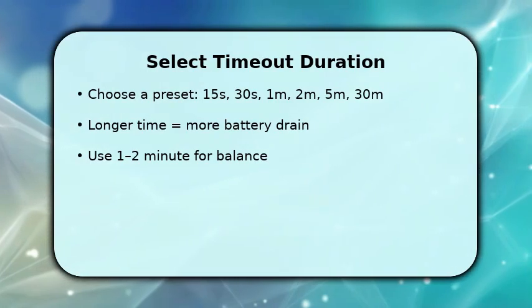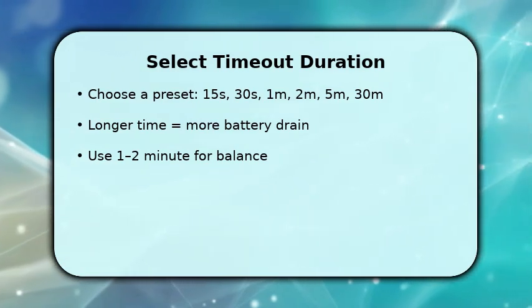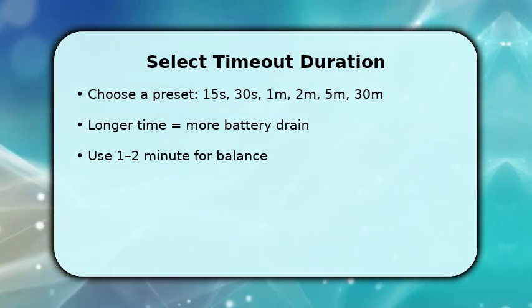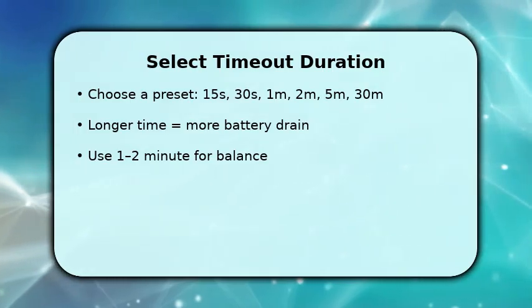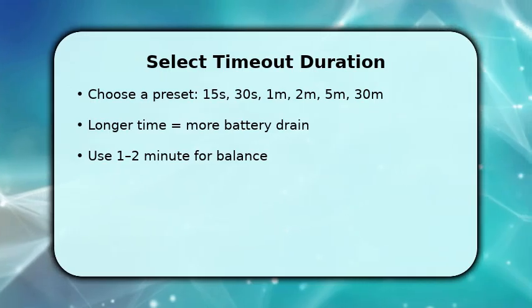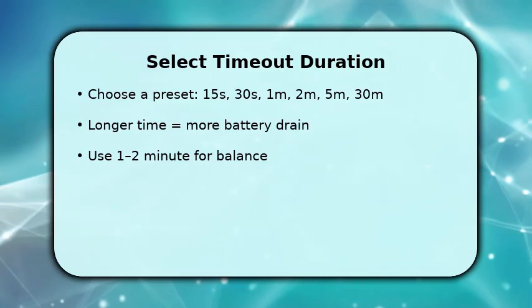Now you'll see preset timeout options: 15s, 30s, 1 minute, 2 minutes, 5 minutes, or 30 minutes. Tap the duration you want. Shorter times save battery, longer times prevent frequent unlocks. If you need a custom window beyond presets, check for advanced or keep screen on while charging settings.